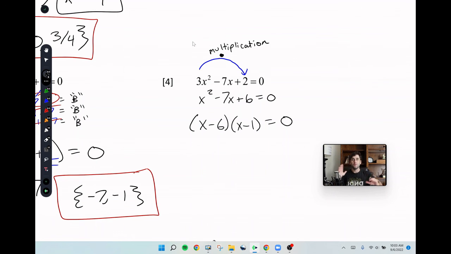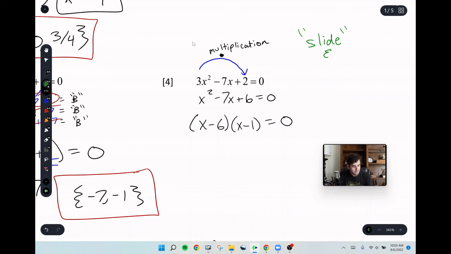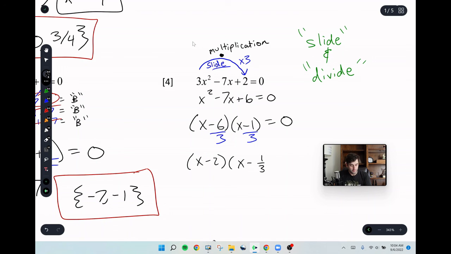We've got to stop. We did the slide. Now we have to divide. So I guess here, I'll write the name: slide and divide. So this is the slide, where we multiply the first term, the a, by the c. Now we'll do the divide. We're going to take that same term, which was 3. So we multiplied by 3, and we're going to divide by 3. So then we'll be left with x minus 2, x minus 1/3.